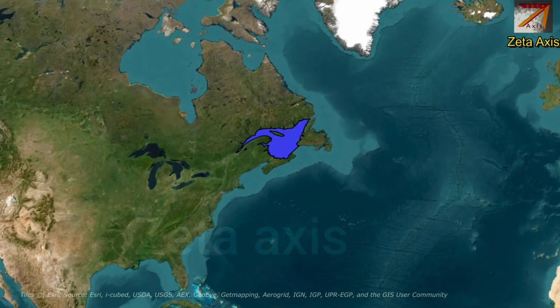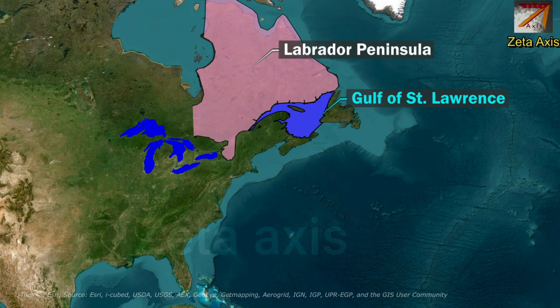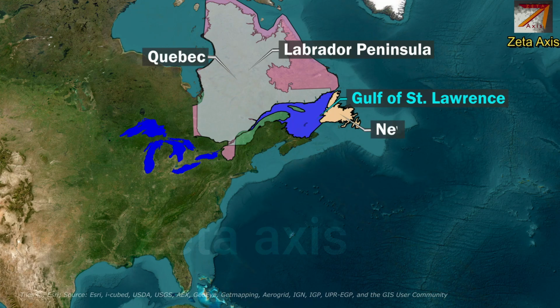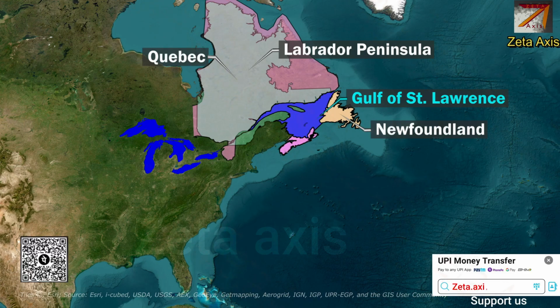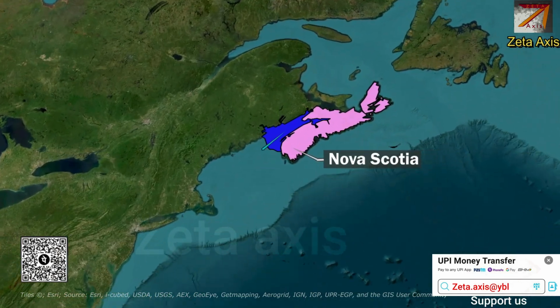Now let's move to Gulf of St. Lawrence. The Gulf of St. Lawrence connects the Great Lakes of North American continent to the Atlantic Ocean via the St. Lawrence River. The Gulf of St. Lawrence is bounded on the north by Labrador Peninsula and Quebec, to the east by Newfoundland, and to the south by Nova Scotia Peninsula. Nearby is located Bay of Fundy.